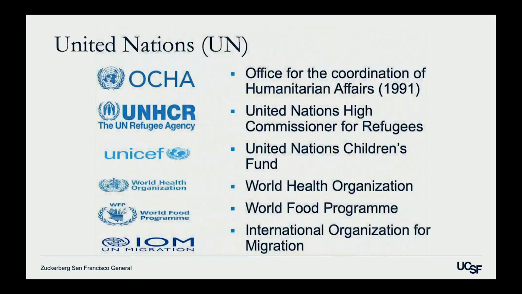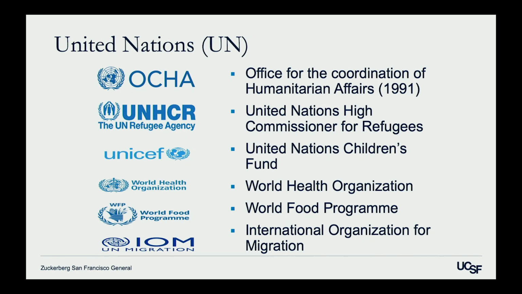Okay. So talking now about the response players. Who responds, like what are some of the main players? So we have the UN, and this is like alphabet soup now, right? All of these organizations are just letters. So we have OCHA, the Office for Coordination of Humanitarian Affairs, which was developed in 1991. We have the UNHCR, United Nations High Commissioner for Refugees, UNICEF, United Nations Children's Fund, World Health Organization, World Food Program, International Organization for Migration.